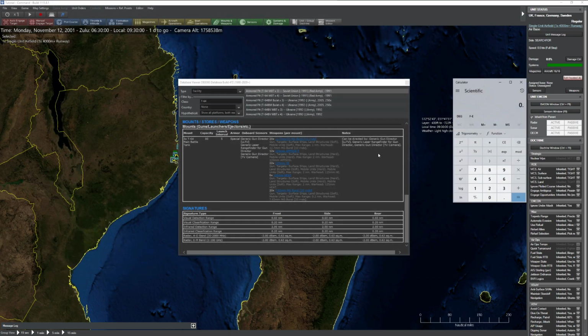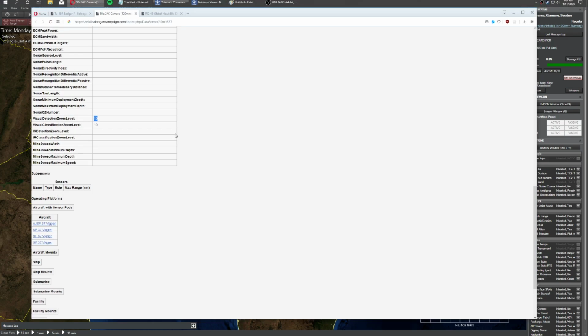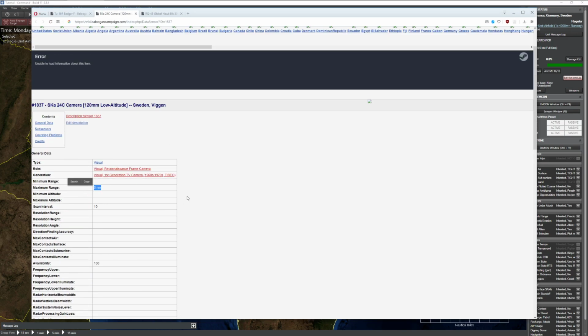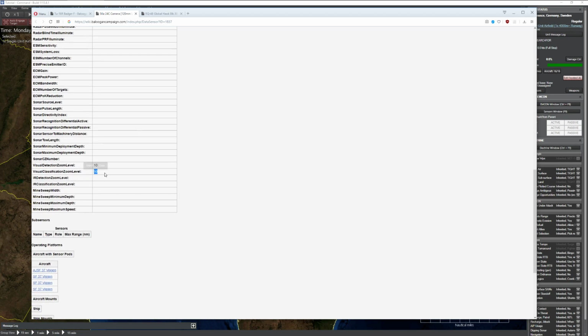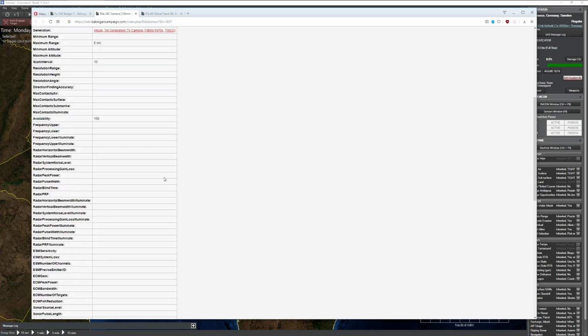That would mean I could detect those tanks at a distance of 6 nautical miles, except my maximum range is still 5 nautical miles. So that would mean instead of picking up the T-64s at a distance of 0.6 nautical miles, I'd be detecting them instantaneously at 5 nautical miles. You'll also notice that my classification zoom is actually very high also. That simply would mean that I have the ability to classify that tank also at that distance of 5 nautical miles. So hopefully that makes sense.